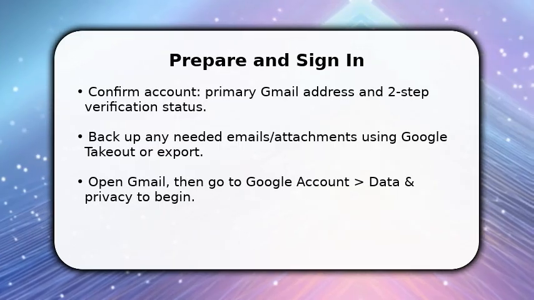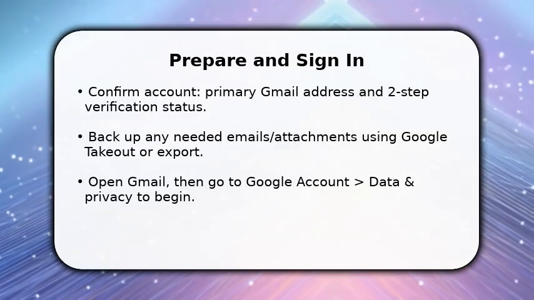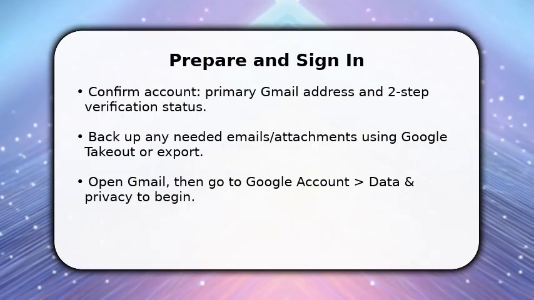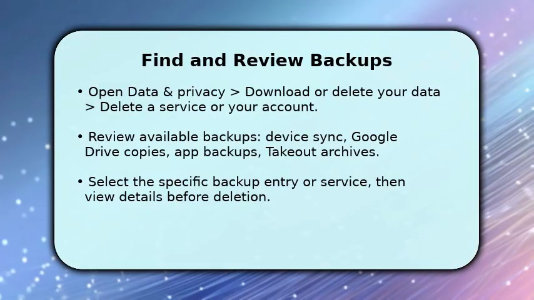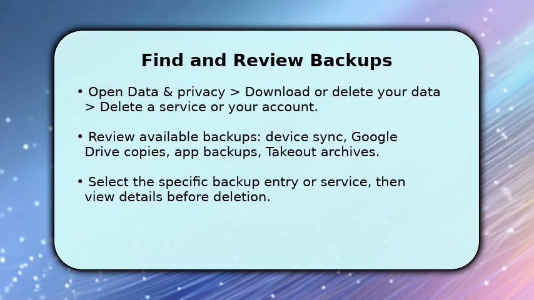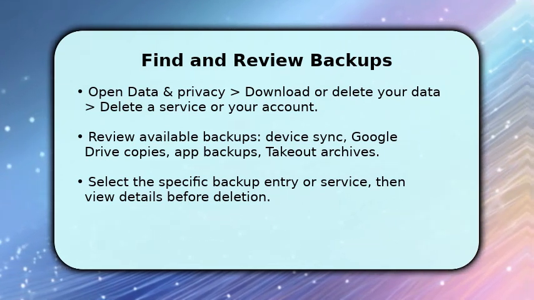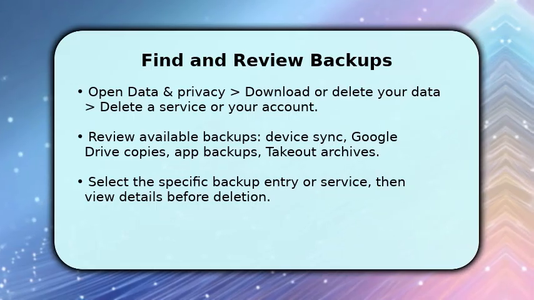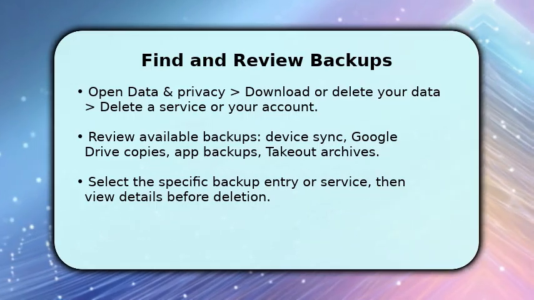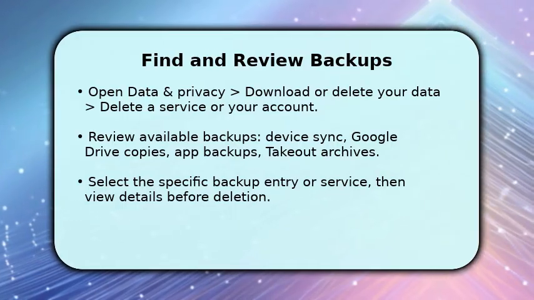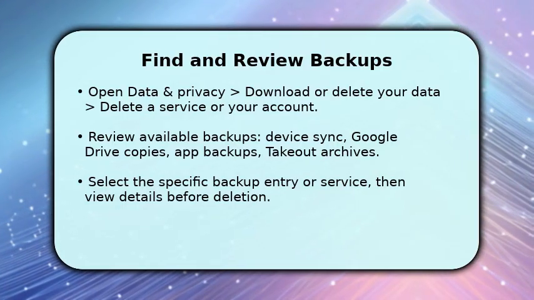Then navigate to Data and Privacy. This is where Google lists backups and export history, and you can locate the backup records you want to remove. Next, you scroll to download or delete your data, then choose Delete a Google service or your account to reveal linked backups. Once there, inspect each backup entry: device sync snapshots, drive stored copies, app backups, and any takeout archives, and read the details. This prevents accidental loss.